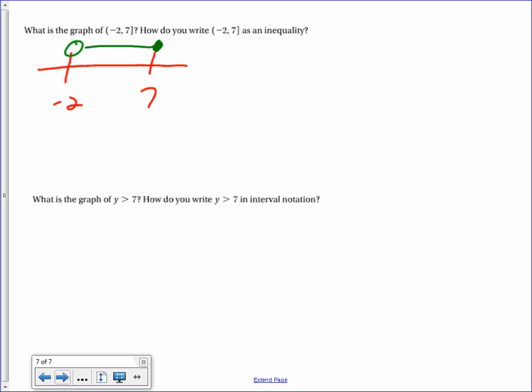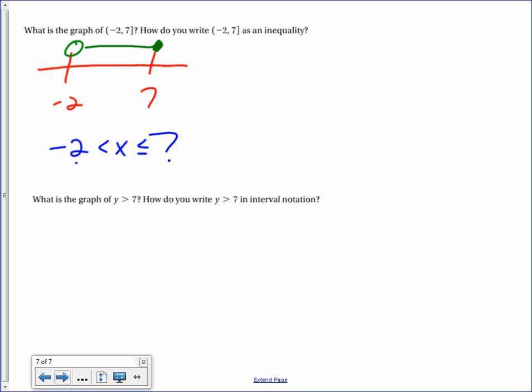And then if I wanted to write an inequality that went along with that, the sandwich technique works really well. I've got my smaller number over here on my left, larger number here on my right. I put an x in the middle. I know since it's an open circle, it's just going to be a less than symbol. Since it's a closed circle, it's going to be a less than or equal to symbol. So that's how you would do that one.